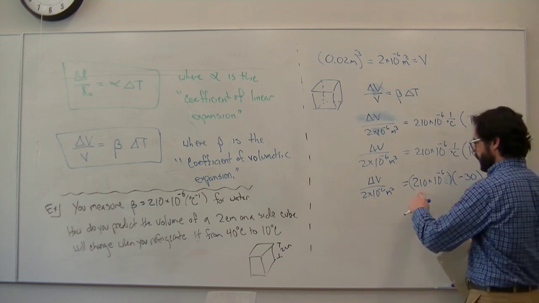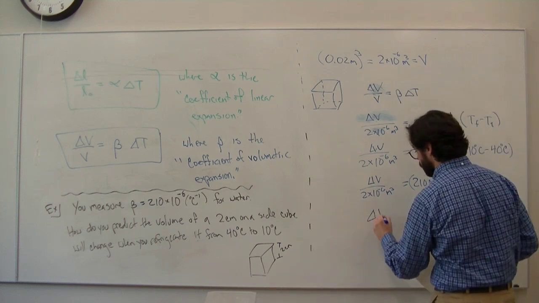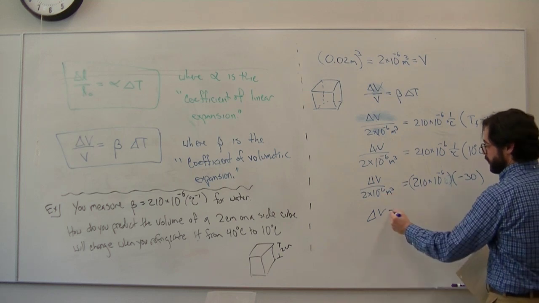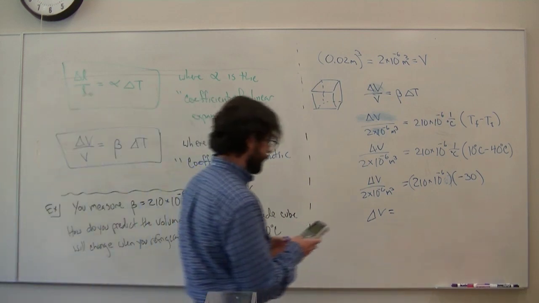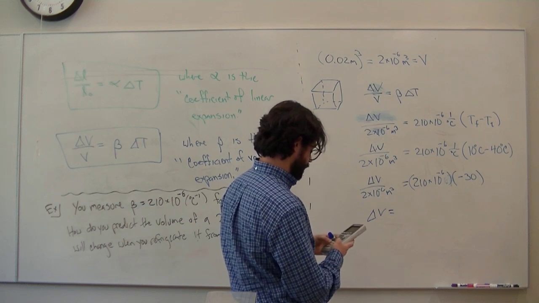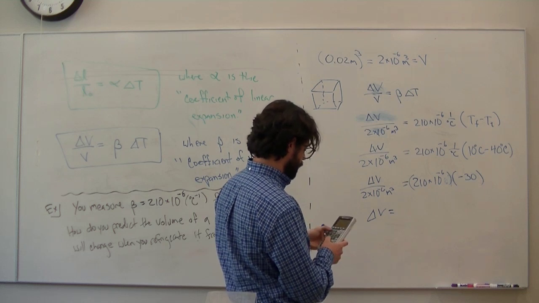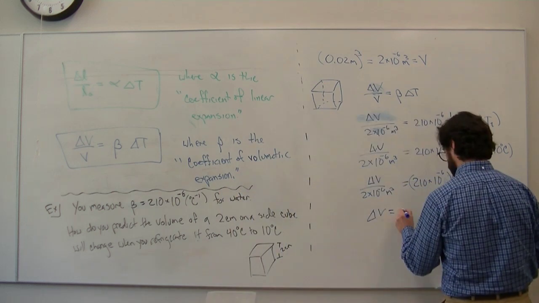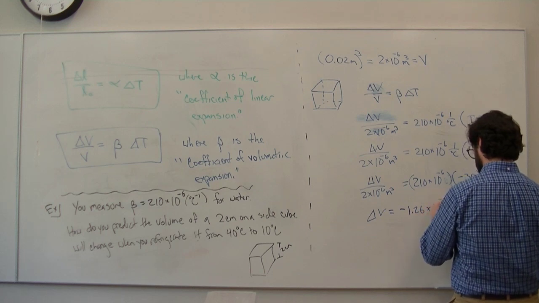Okay, multiply by that. Already you're going to see this astonishingly small number, right? Delta V, if you just look at this, it's minus 6 times minus 6, so a freakishly small number. It is minus 1.26 times 10 to the minus 8th meters cubed.